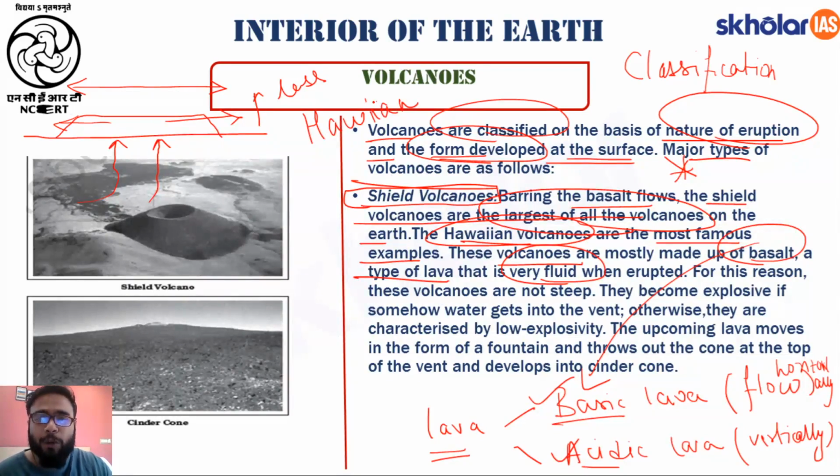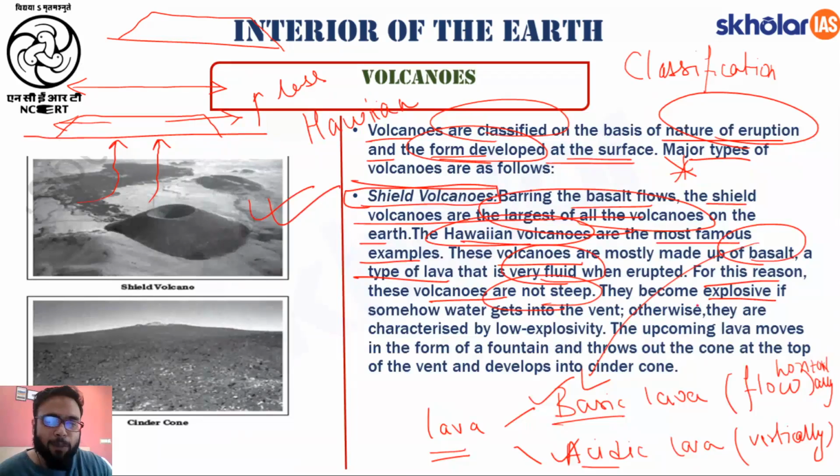Understood this? So what kind of structures do we see in a shield volcano? This is the kind of structure that we see. It will have large extent, but its height will be very, very less, because your lava flows horizontally in both directions, left and right. It does not pile up vertically. Understood? So for this reason, these volcanoes are not steep like we see in this diagram.